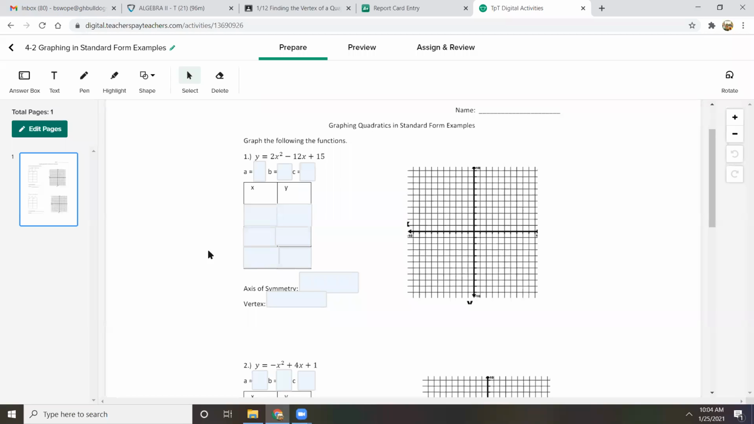But you're going to see two problems where they give you a quadratic in standard form, and we're going to go ahead and graph it. So the first thing, from what you've seen in that Ed Puzzle, is you want to be able to pull out your a, b, and c.